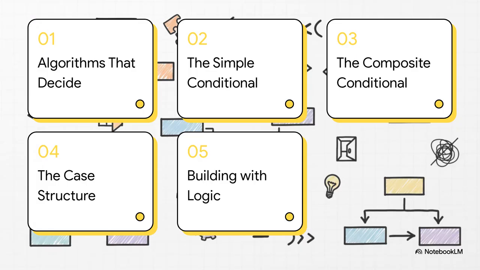So here's our game plan. We're going to start with why making a choice is so fundamental in code. Then we'll get into the three main tools that programmers have in their toolkit: the simple conditional, the more powerful composite conditional, and the super useful case structure for handling lots of options. And finally, we'll see how these simple blocks are stacked together to build some really sophisticated programs.